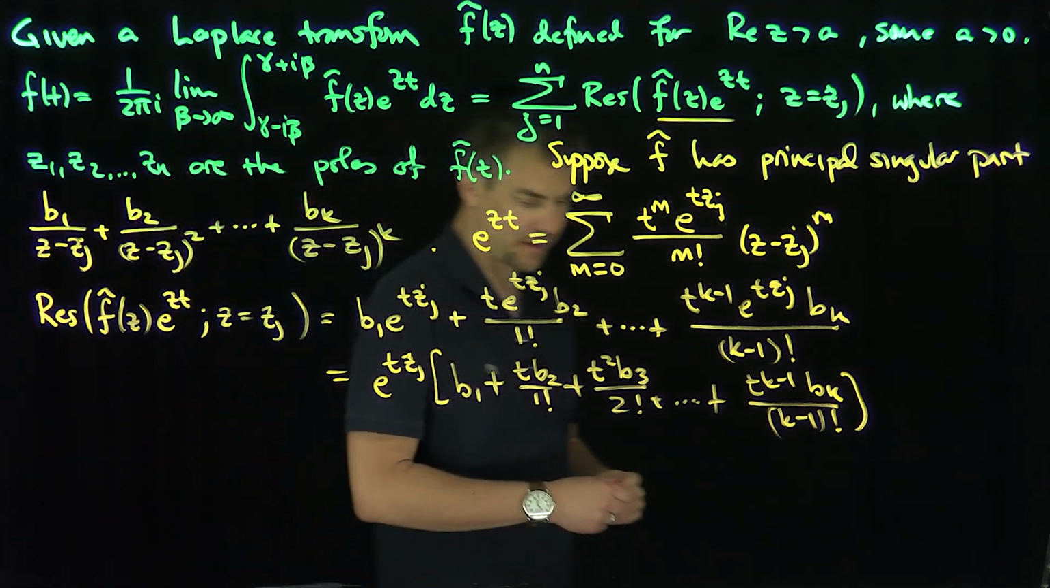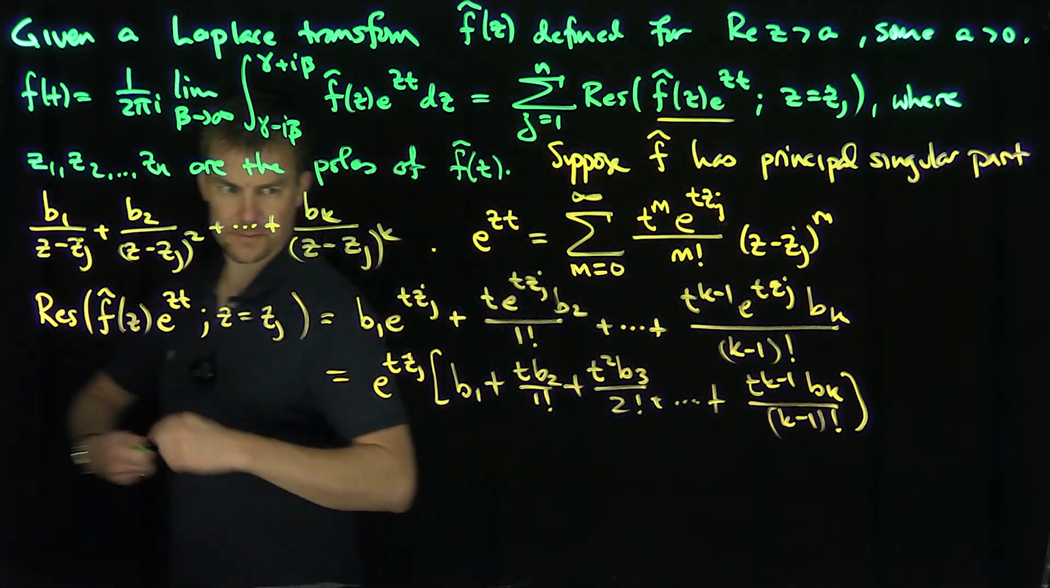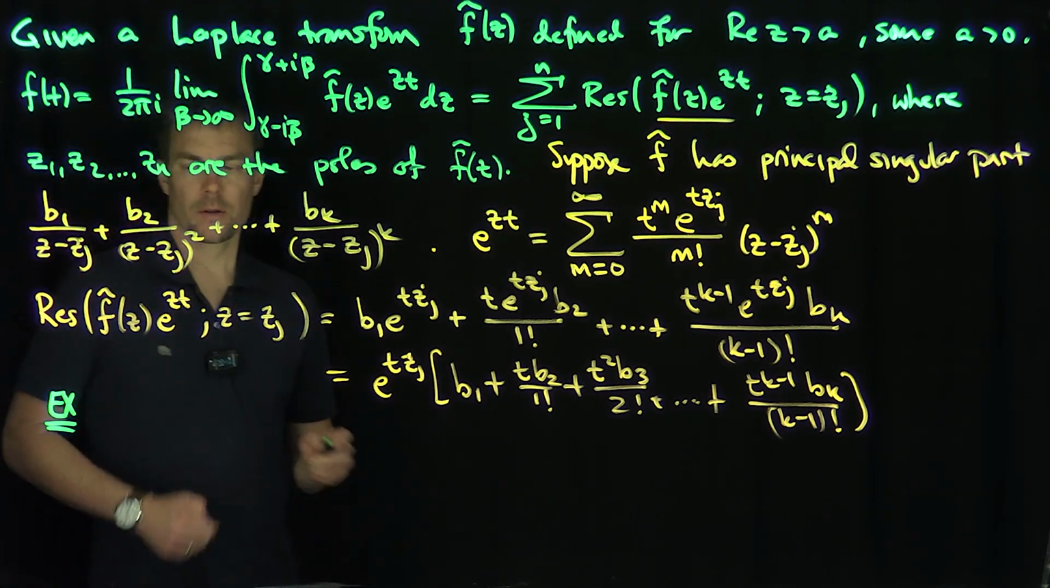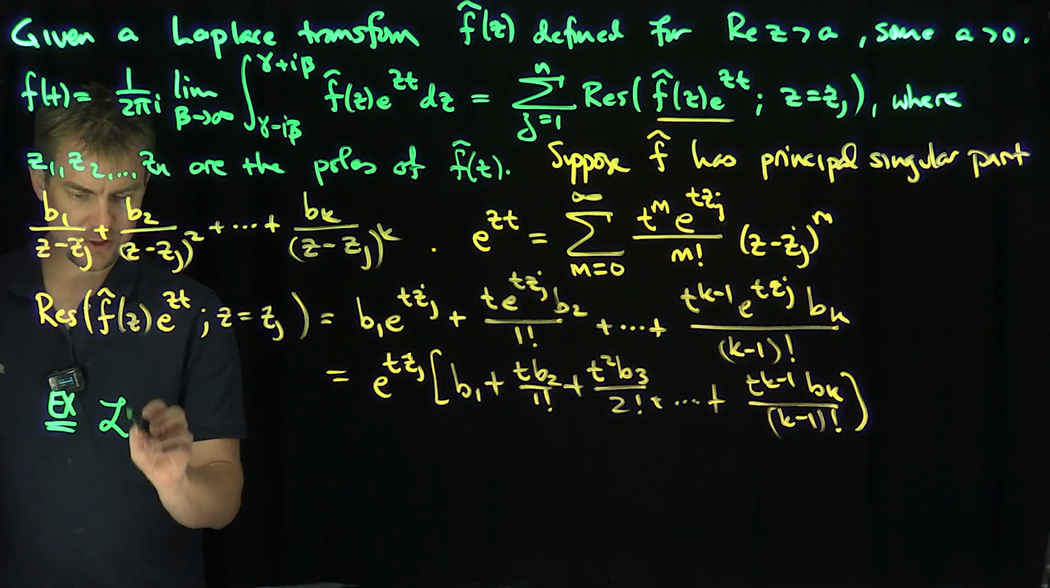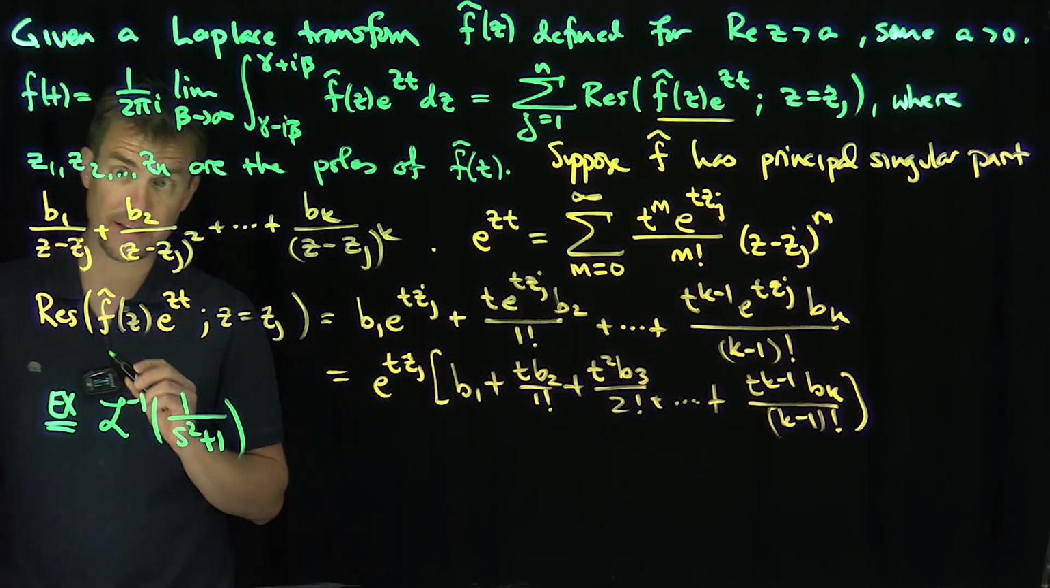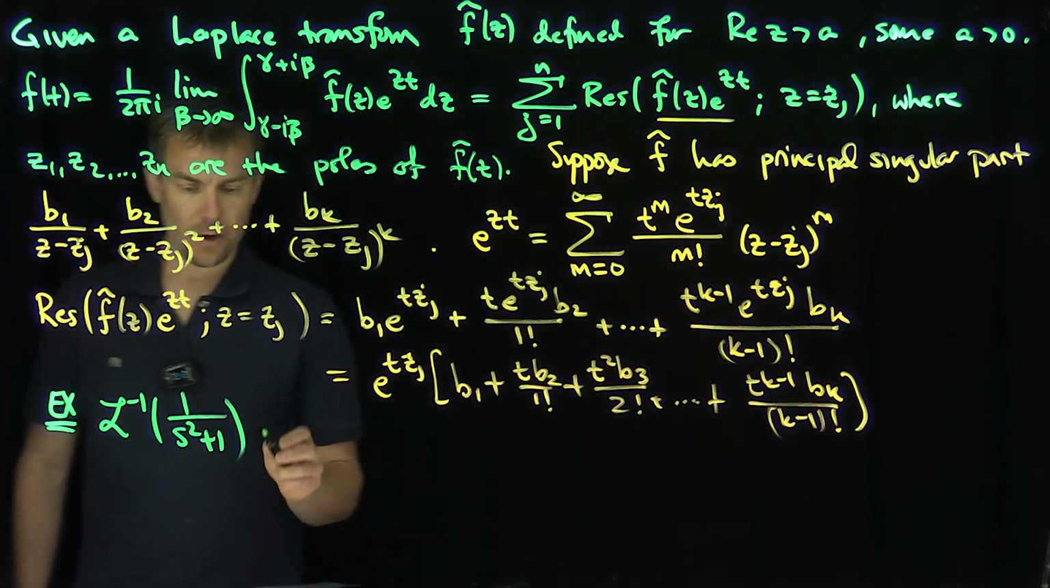So let's see an example of this. Example. Let's find the inverse Laplace transform of 1 over s squared plus 1. We know this is going to be sine. Let's see how this is going to work, right? So there's two residues to compute.